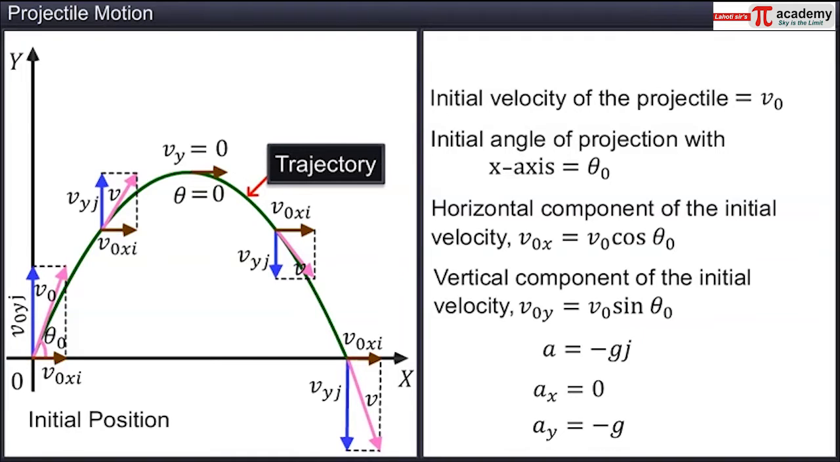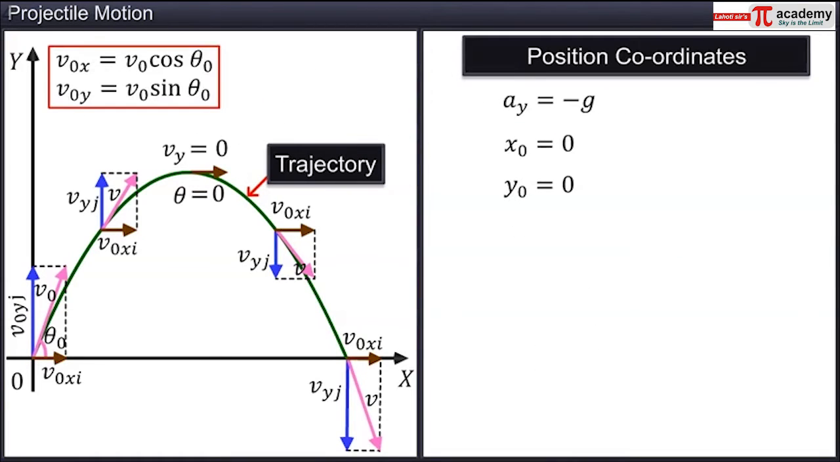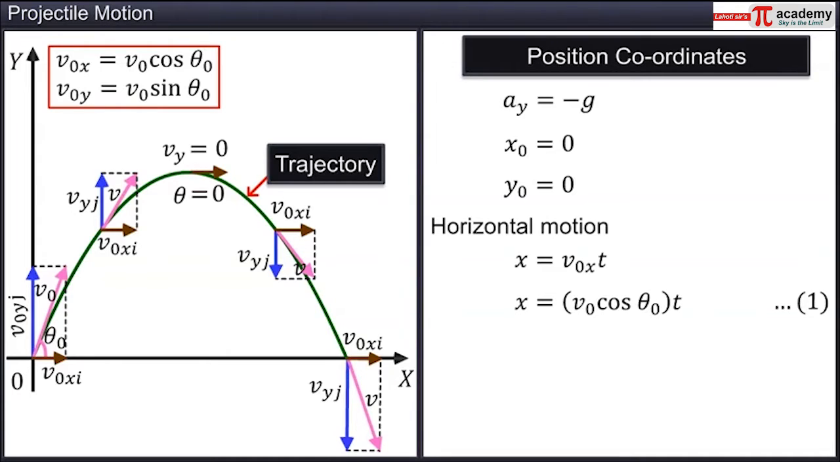Consider the origin is at the initial position of the projectile. Therefore, x0 and y0 are equal to 0. Now, let's find the position coordinates of the projectile at any time t. Consider the horizontal motion: x is equal to v0x into t. On substitution, we get x is equal to v0 cos θ0 into t. Let this be equation 1.